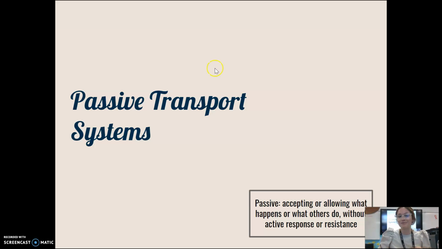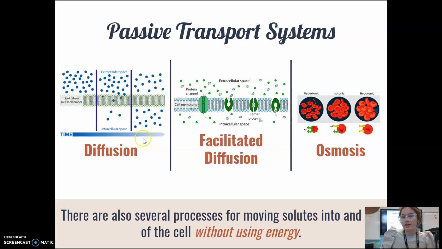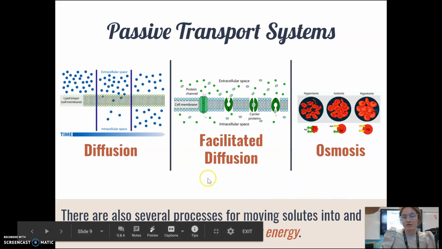Just as an example. So if we take a look at three of the examples of passive transport systems, we have diffusion, also known as simple diffusion.